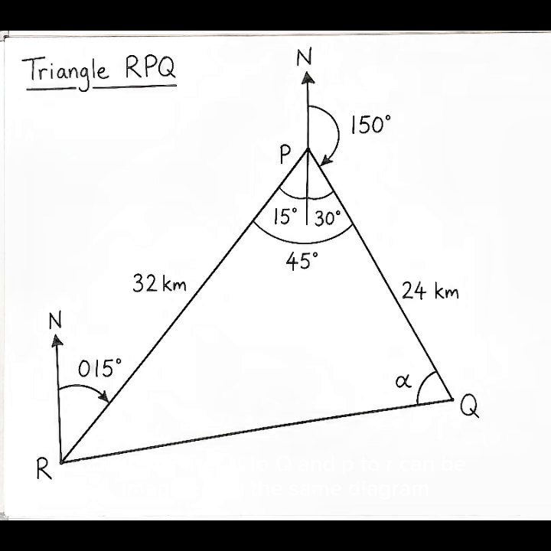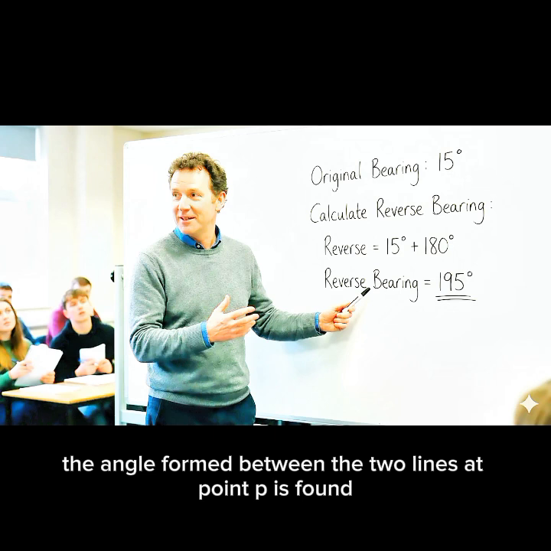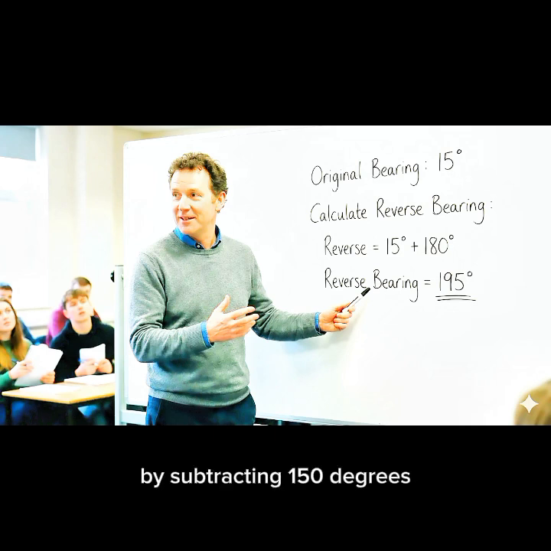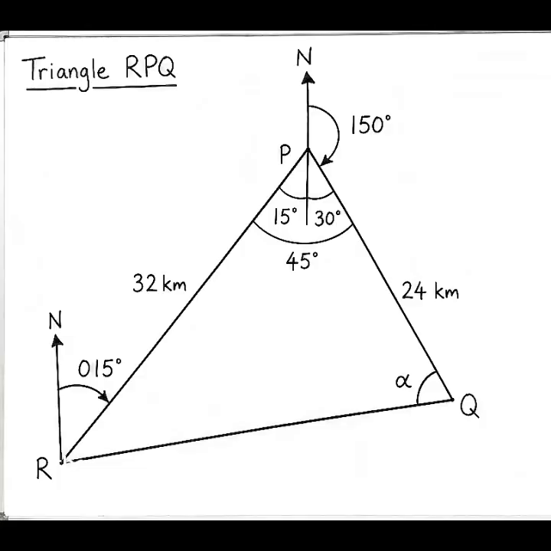Now both lines, P to Q and P to R, can be imagined on the same diagram. The angle formed between the two lines at point P is found by subtracting 150 degrees from 195 degrees. This gives 45 degrees. Therefore, the angle between Q and R at point P is 45 degrees.